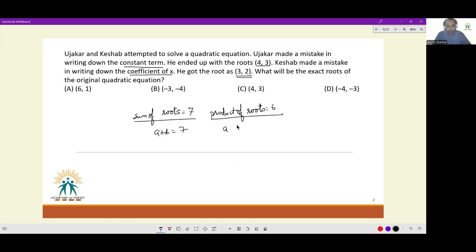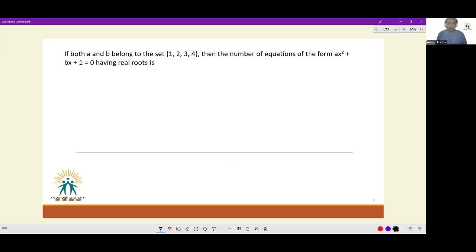Now, sum of roots a plus b is equal to 7. And a into b is equal to 6. How can this be? This can only be with 6 and 1. The two roots will be 6 and 1. And that is present in the options. That should be our answer. Okay, moving on.